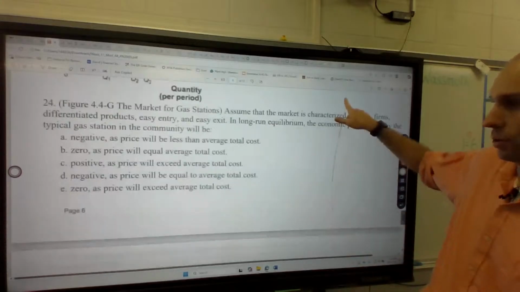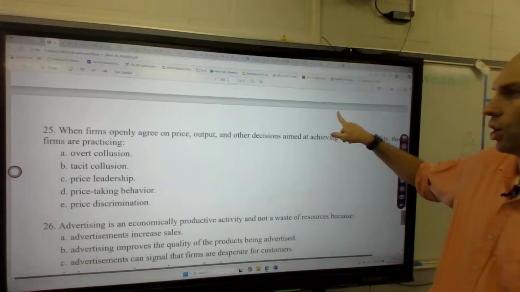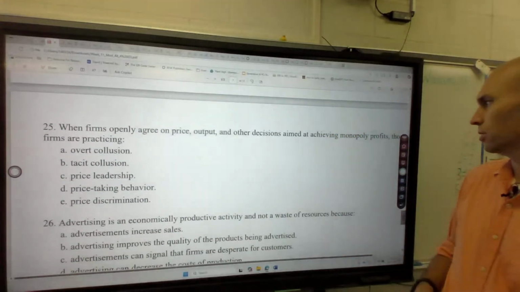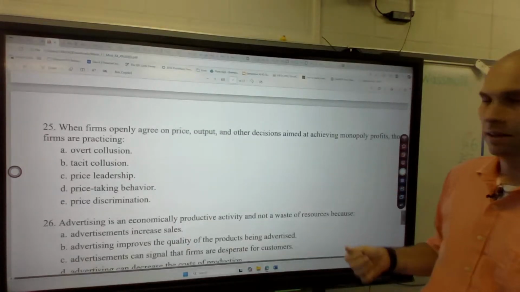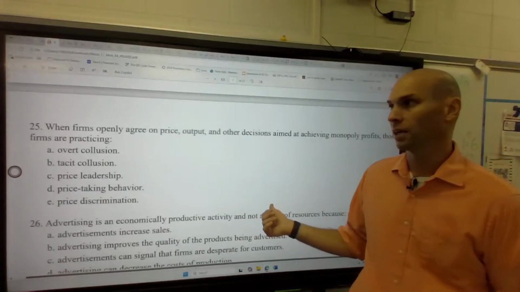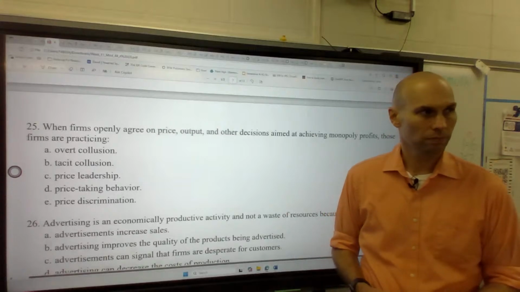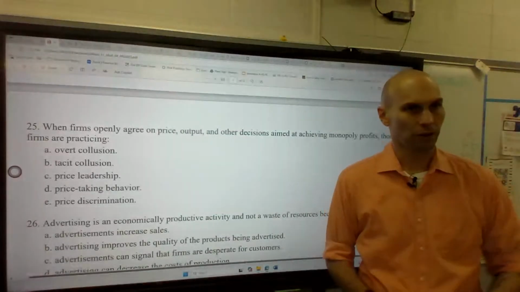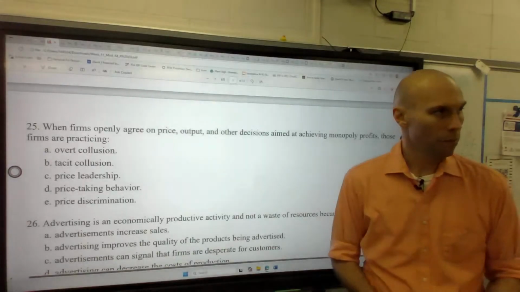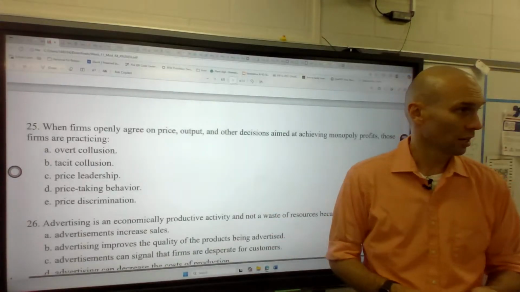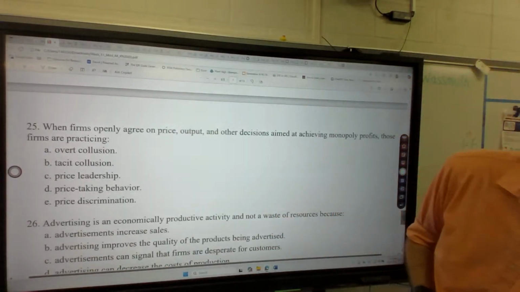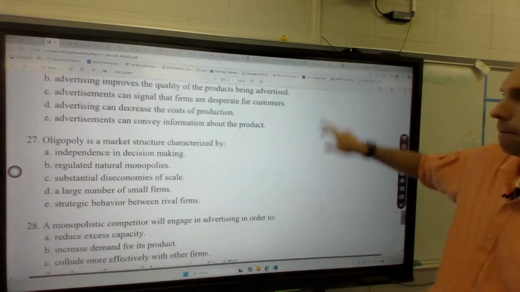All right, straight to 25. When firms openly agree on price, output, and other decisions, they achieve monopoly profits. That means they're forming a cartel. They must be colluding. But if they openly agree, that means they're doing what with each other? Communicating, that's overt. So that's overt collusion. Good enough?